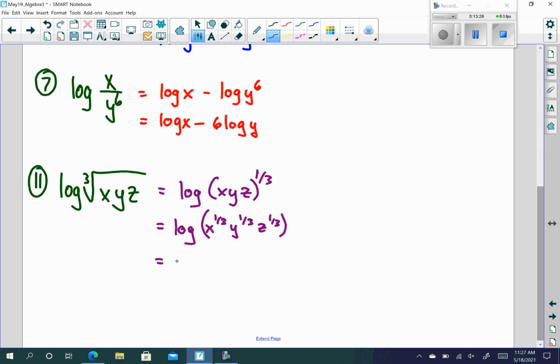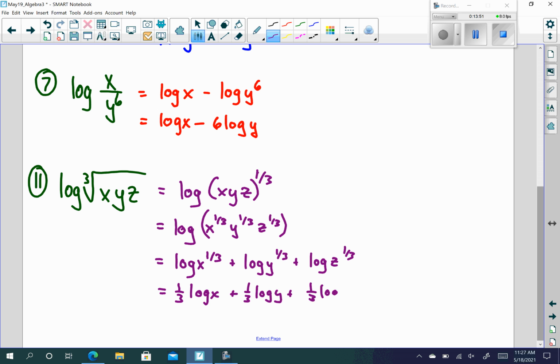This is just one way to show this. So now I'm multiplying all of these, so it becomes log x to the 1/3 plus log y to the 1/3 plus log z to the 1/3. And then finally the 1/3 is going to come down in front of each term. So we have 1/3 log x plus 1/3 log y plus 1/3 log z.